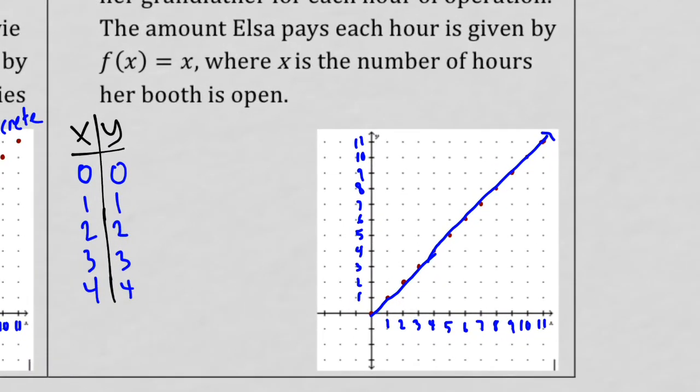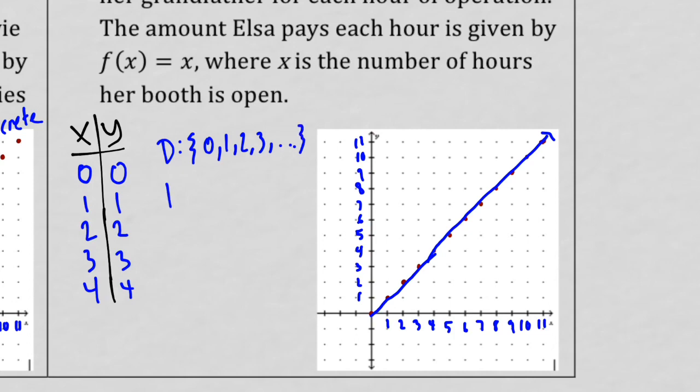The domain and the range. The domain are the x values. What are the possible x values? Well, starting with 0, it goes 1, 2, 3, and so on.